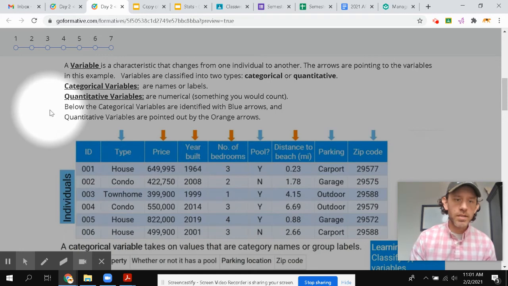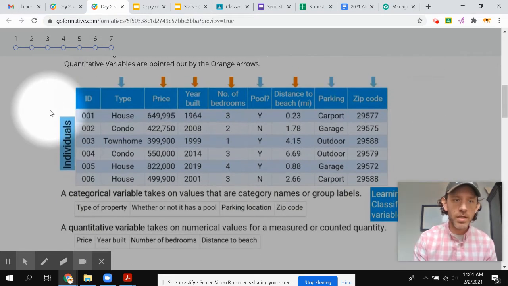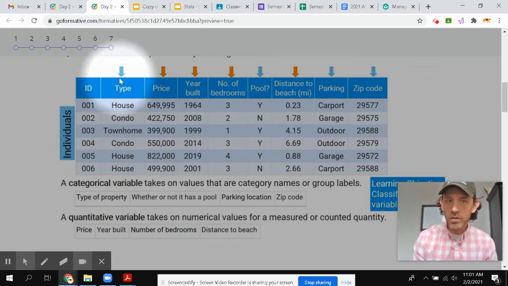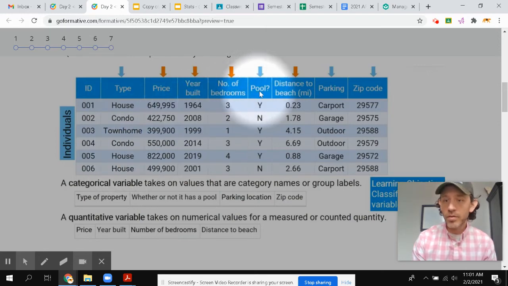So when we look at this example here, when we talked about the home prices, if I'm looking at the categorical data, they're shown by these blue arrows, you can see that these things are collected and they're not numeric, right? Like a type of house, that's not numeric. Does it have a pool or not? That's a yes or no. That's not numeric. So that's categorical. Parking, right? What type of parking that is? Again, not numeric.